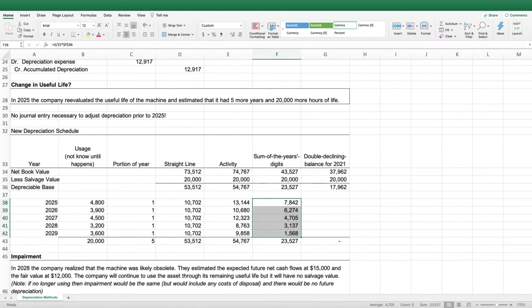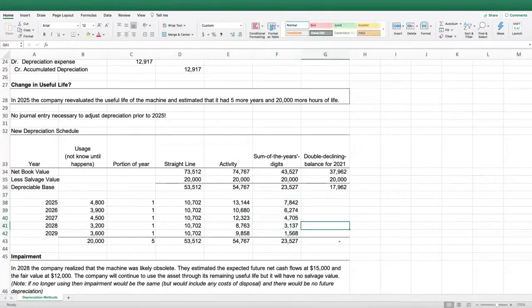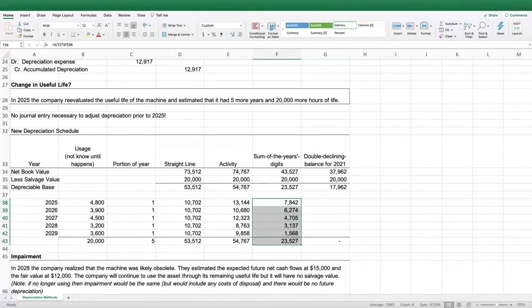So in the first year we have 5 divided by 15 multiplied times the depreciable base of $23,527, and that gives us in the first year $7,842 of depreciation expense under the sum of the year's digits method. So there's our sum of the year's digits method.